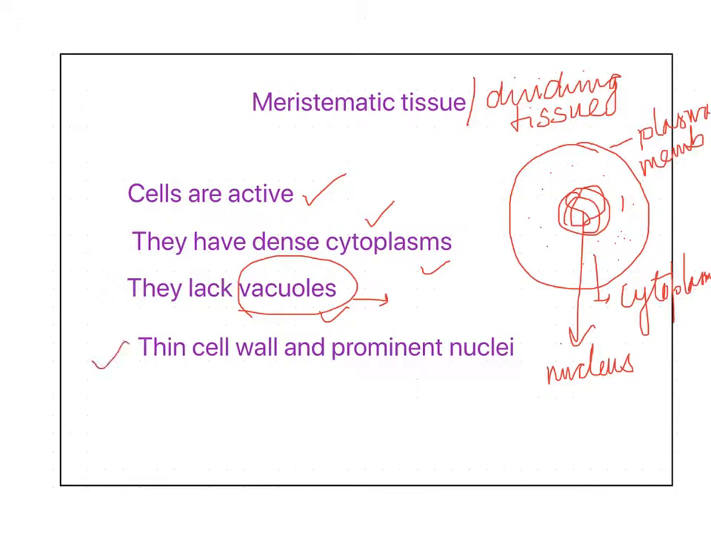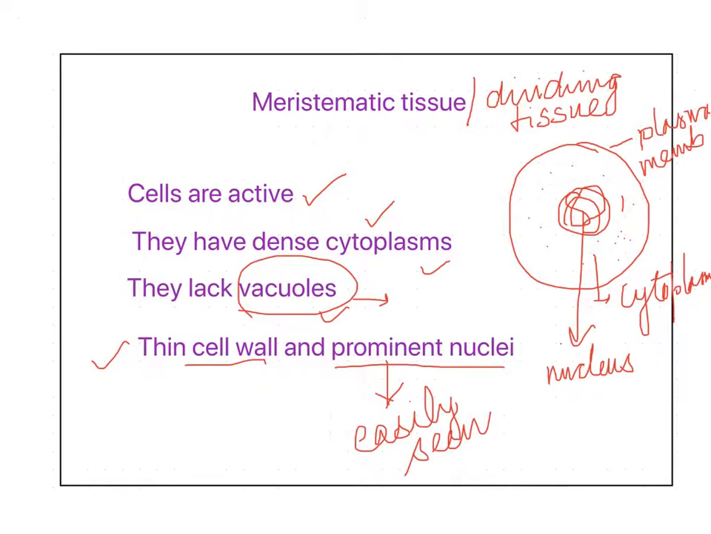Now these cells have a thin cell wall and a prominent nucleus. Prominent means the nucleus can be easily seen. Clear? So the cells are active, they have dense cytoplasm, they lack vacuoles, they have a thin cell wall, and they have a prominent nucleus. Okay, everyone?